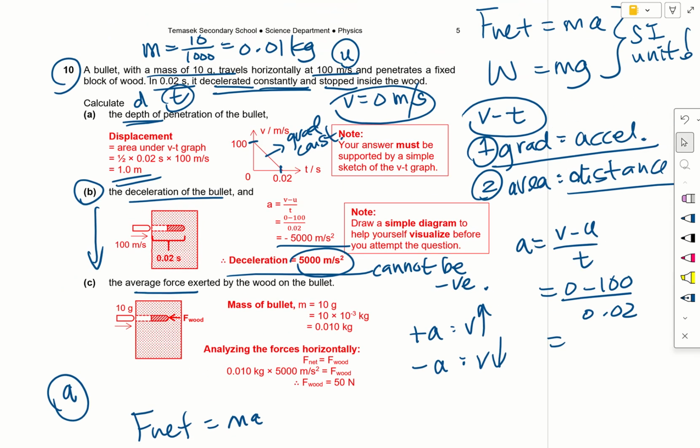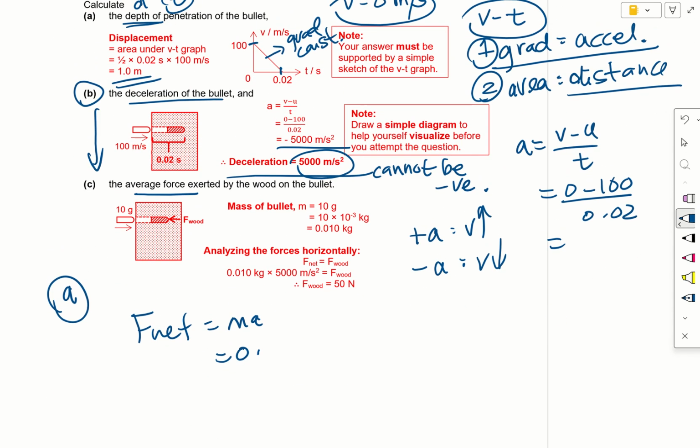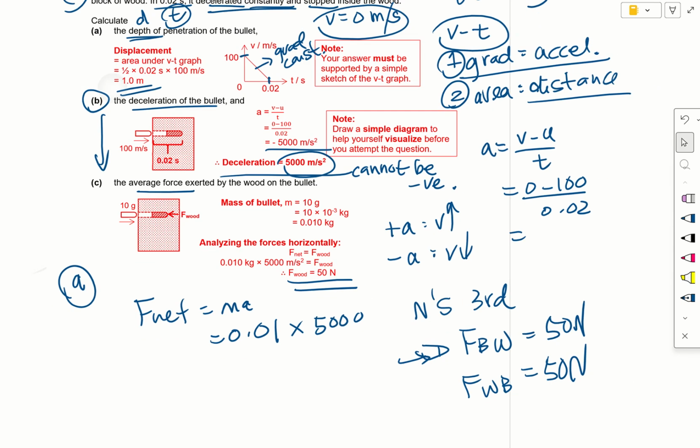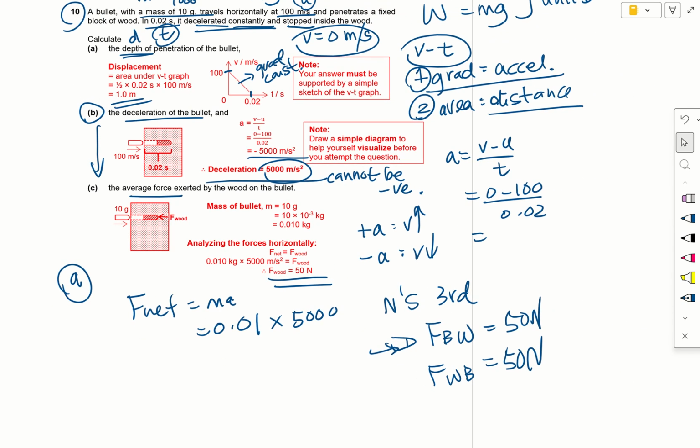You have the mass. Remember, this is an SI unit formula. So this is 0.01 multiplied by 5,000, right? So you'll get 50 Newton. So actually the wood exerts a force of 50 Newton on the bullet. By Newton's third law, F of bullet on wood is 50 Newton. Force of wood on bullet is also 50 Newton. Okay? So they can ask you about Newton's third law here.